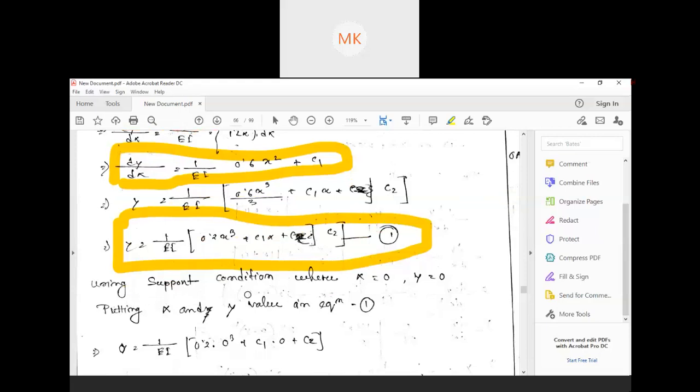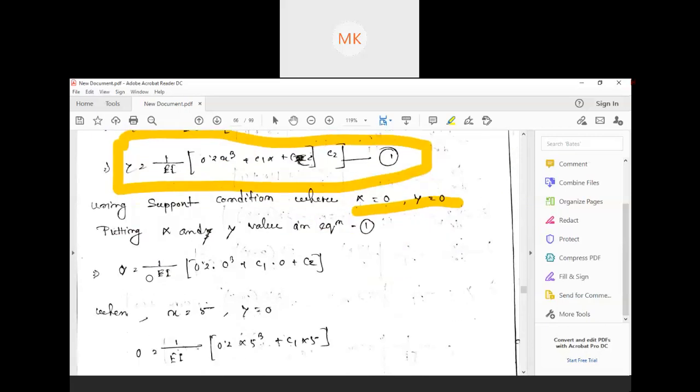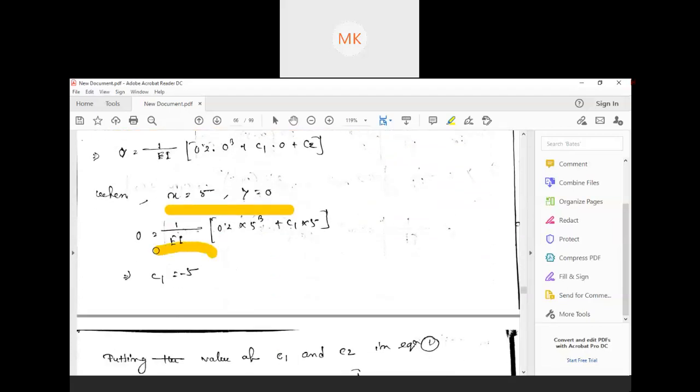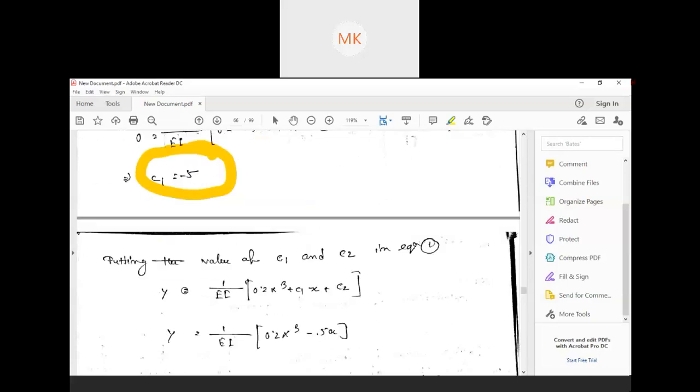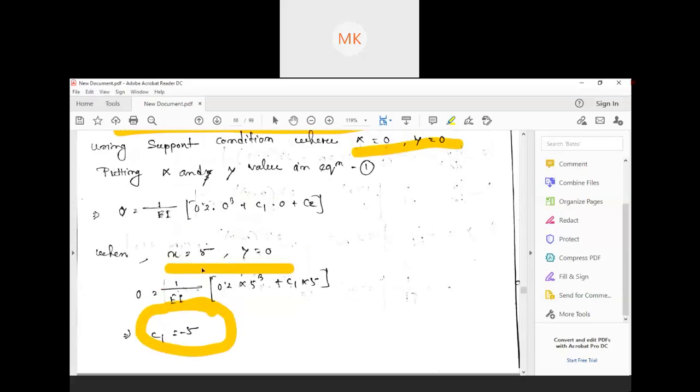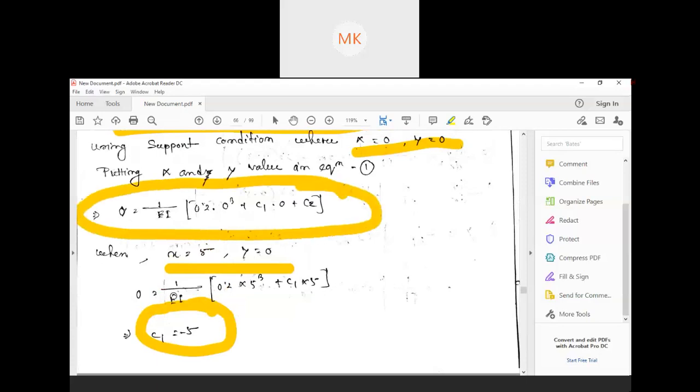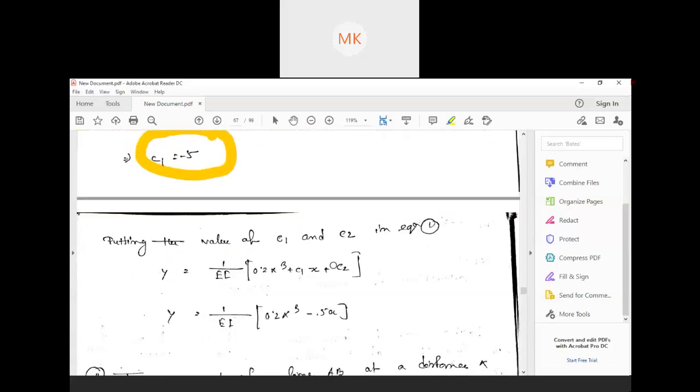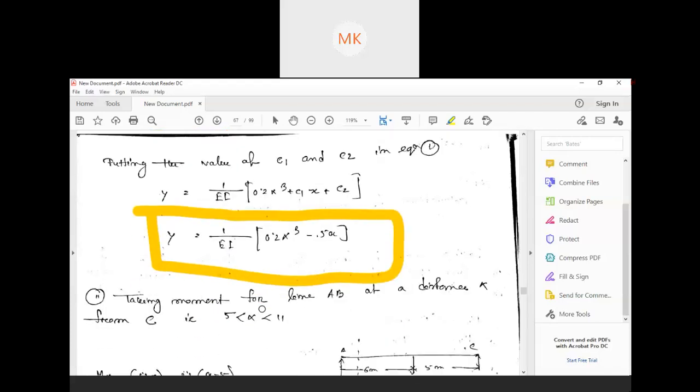For that, using the support condition where x equals 0 and y equals 0, we need to put the values of x and y in this equation number 1. So just put the values. By putting, you can easily find out the equation. After that, we need to put when x equals 5, y equals 0, and you will get another equation. From that you can find out the c1 value. From here you will get the c2 value, and from here you will get the c1 value. So just put these values in the equation. You will get another equation of y by putting the c1 and c2 values. Okay.